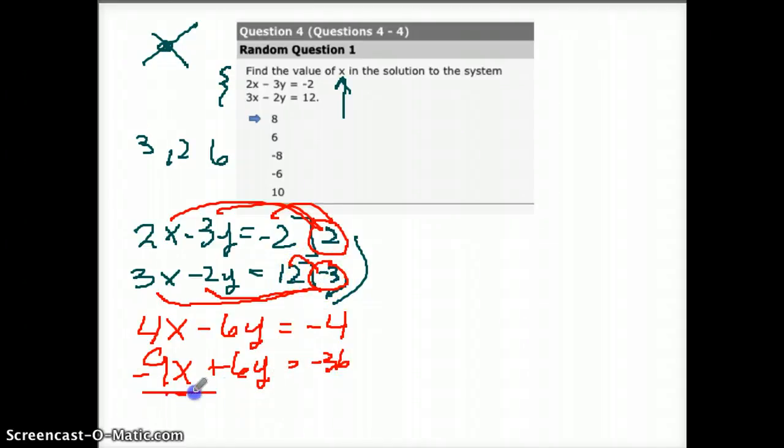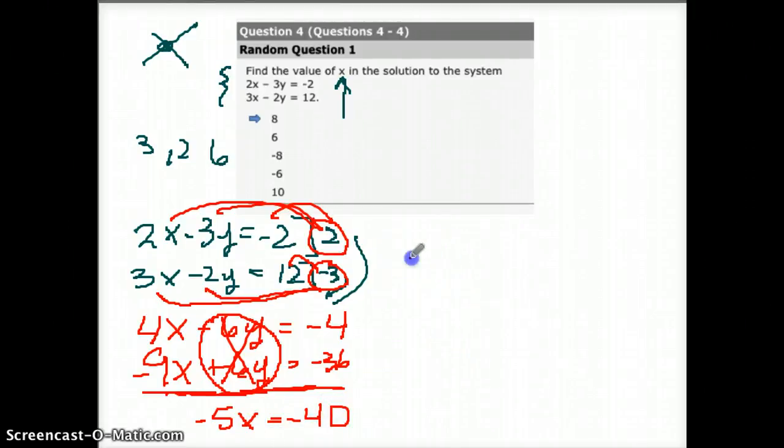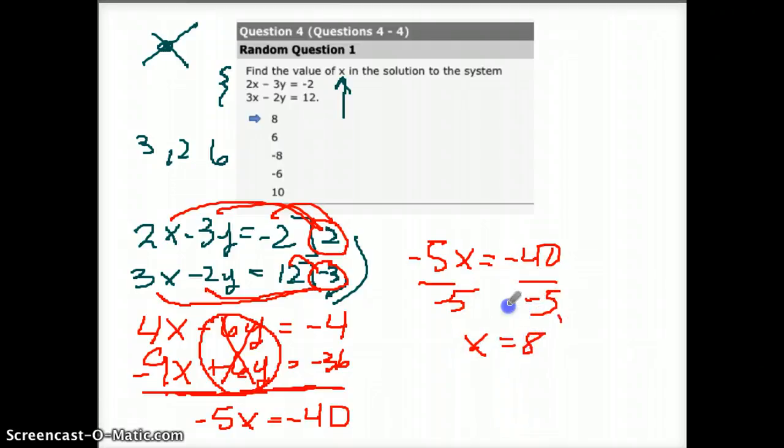Okay, what must we do to these equations? Well, the elimination method is add them and eliminate one of the variables. So notice here, the 6y's go away. Now I have -5x is equal to -40. Well, -5x is equal to -40 divided by -5, right? Divided by -5. So x is equal to 8. That is this answer right here. Okay, I hope that helps you.